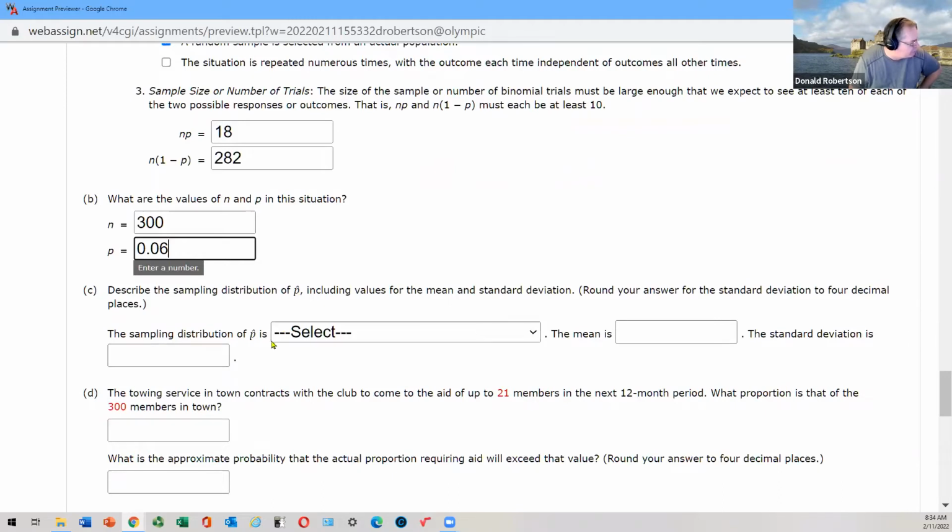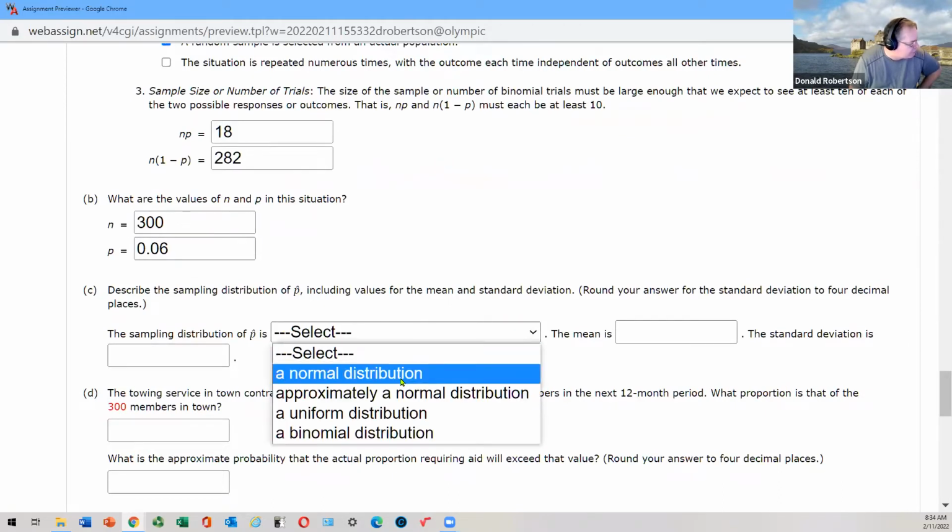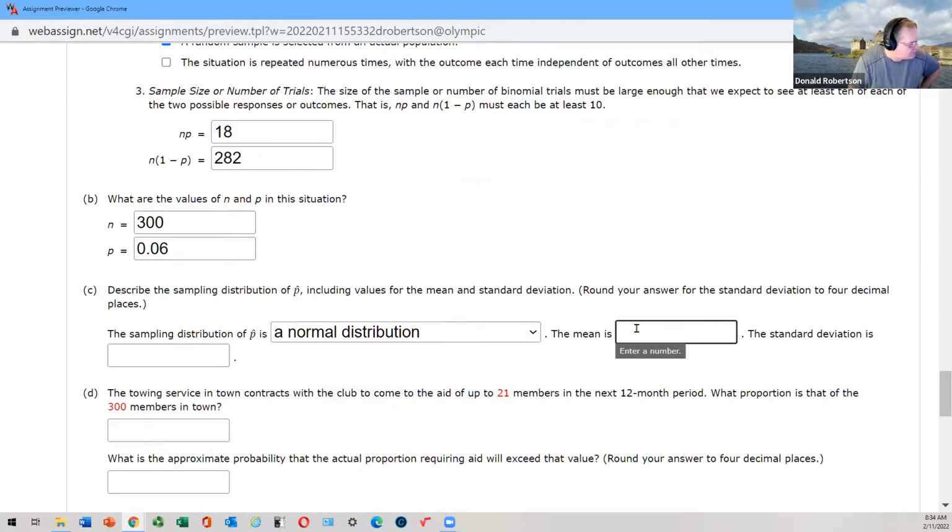The sampling distribution of P hat is normally distributed. Its mean is 6%. And its standard deviation, right? Standard error, standard deviation, they're almost interchangeable. Won't that be the square root of P times 1 minus P over n?